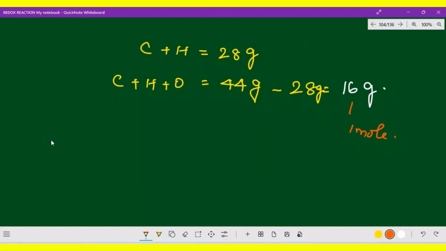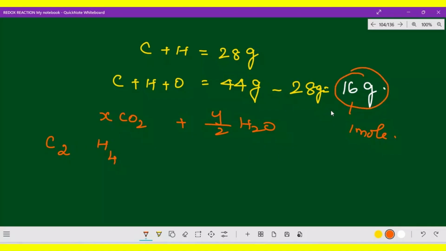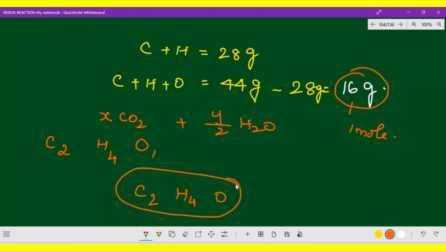So here, 2 moles of carbon means C2, and hydrogen 2 moles means, generally it is XCO2 plus Y by 2 H2O. So hydrogen 2 moles, already it is H2, number of atoms it is 2. So when we are considering carbon X, it is 2 moles. So carbon 2, hydrogen 2 into 2, that is 4 moles. And oxygen, the atomic mass of oxygen is 16, so you will get 1 O. So that means C2H4O. So what is the name of this compound? Ethylene oxide.